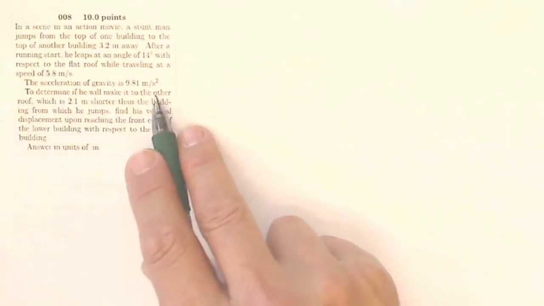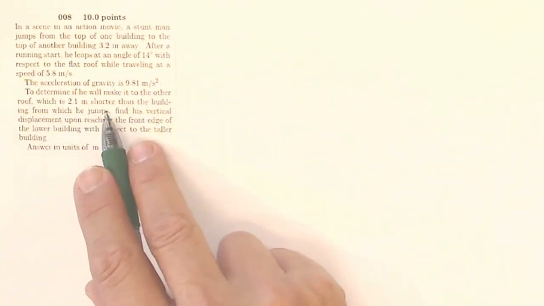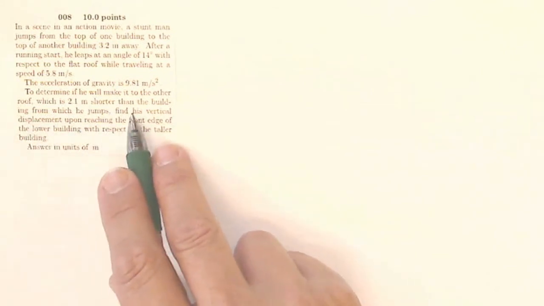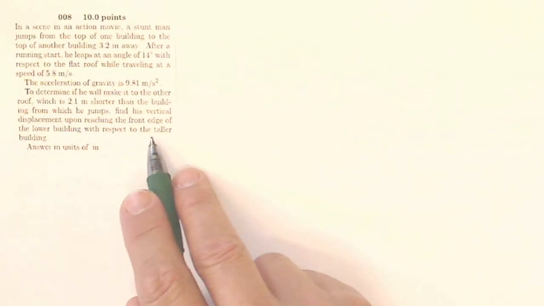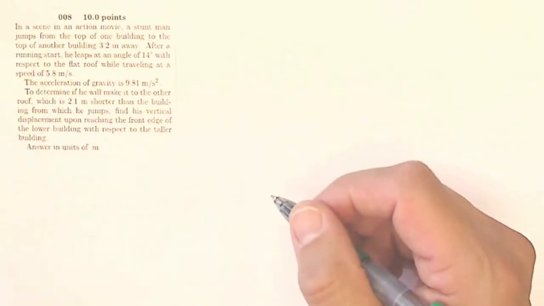To determine if he will make it to the other roof, which is 2.1 meters shorter than the building from which he jumps, find his vertical displacement upon reaching the front edge of the lower building with respect to the taller building, answer in units of meters.